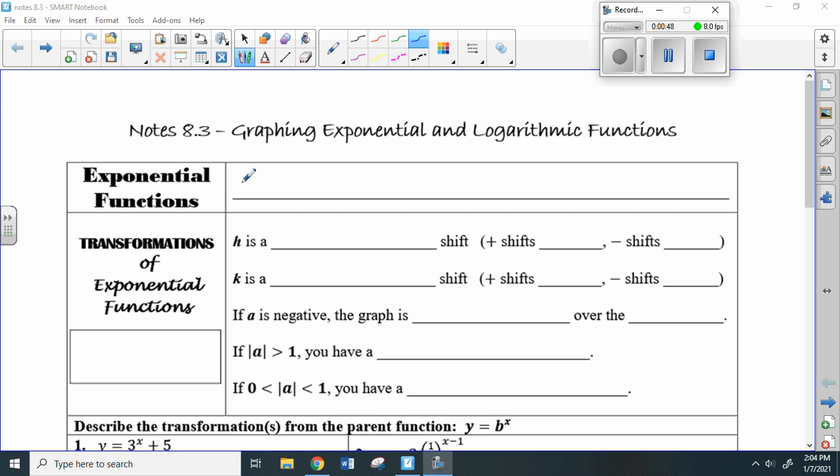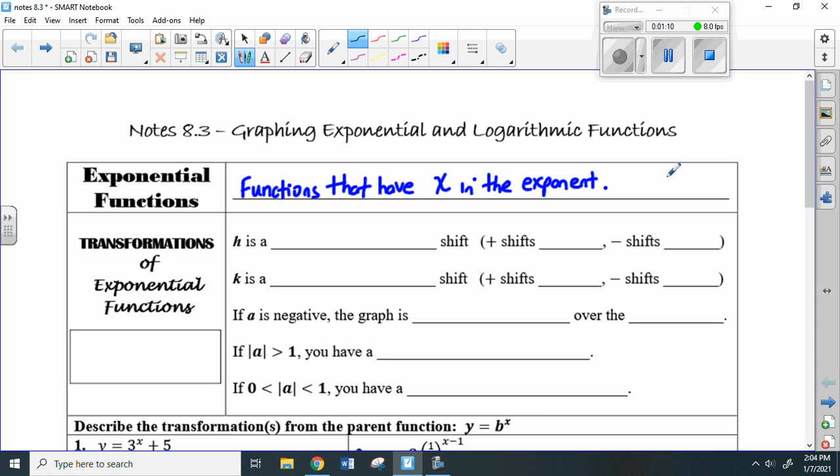Well, exponential functions are functions that have x in the exponent. So an example of that might be f of x equals 2 raised to the x. That's what we call an exponential function. So real quick before we talk about transformations, let me show you what that looks like.